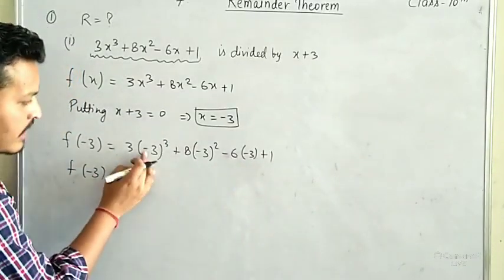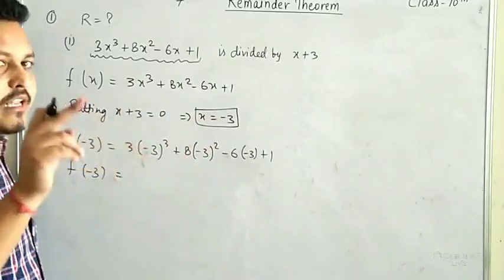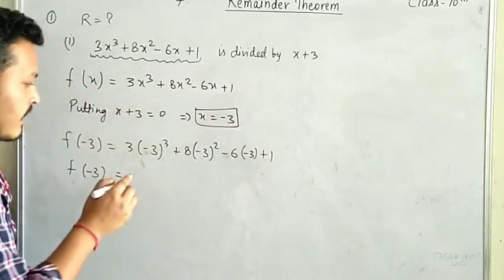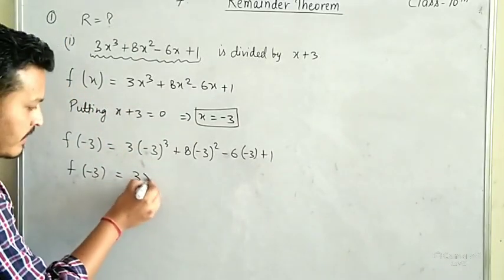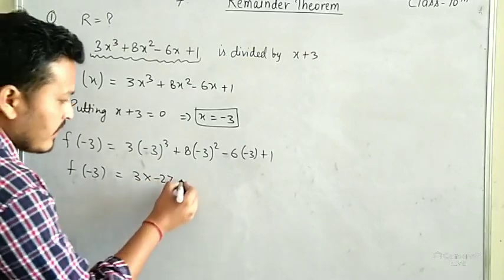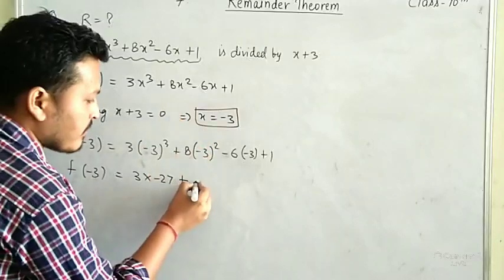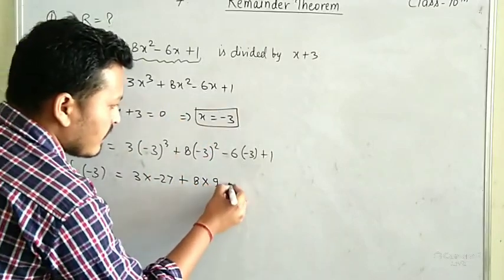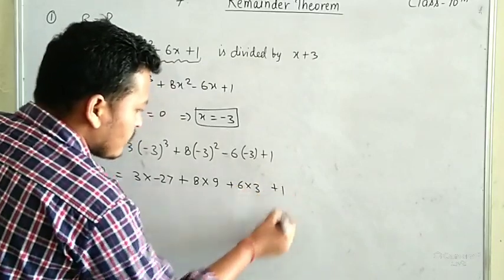Since it is a negative number and its power is odd, negative will come, means minus 3 times minus 3 times minus 3, and the answer will be in minus only. So how much will it be? 3 into 3 into 3 is minus 27. Next, plus, this is negative and its square is positive, so 8 into 3 times 3 is 9, minus or minus plus 6 into 3, and plus 1.